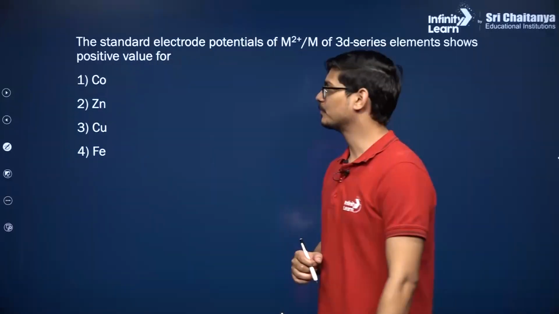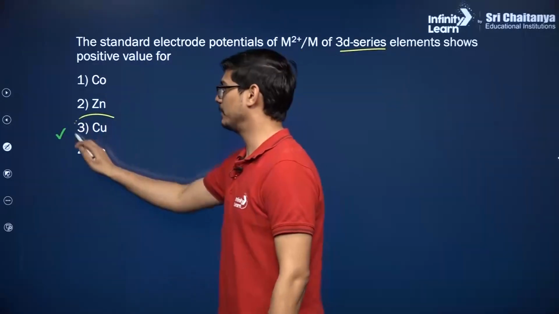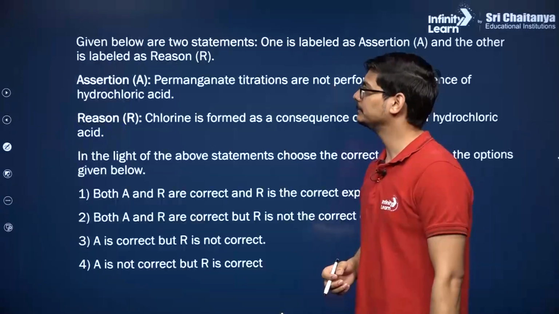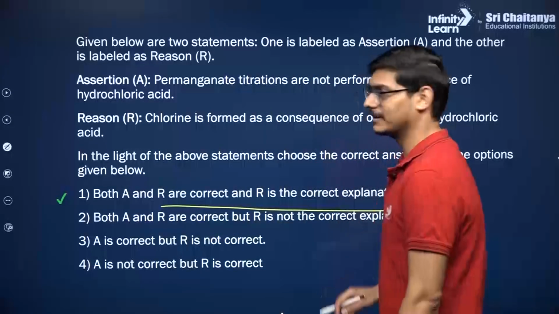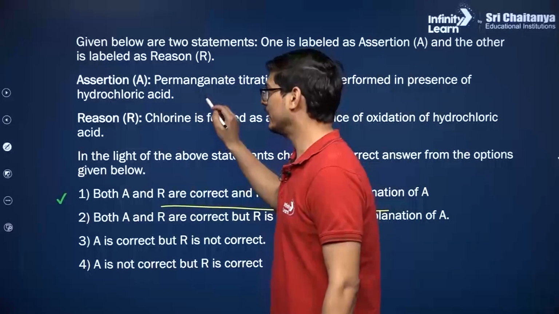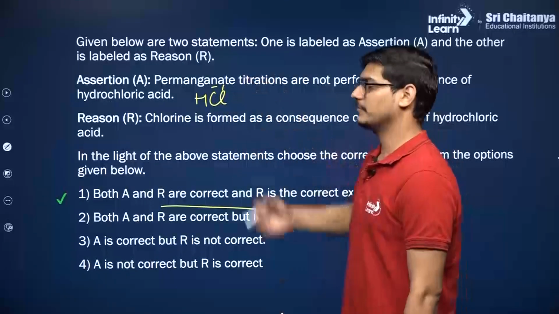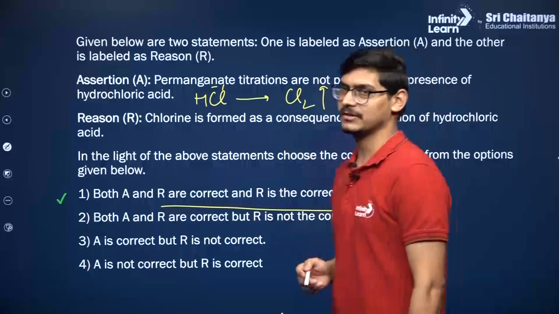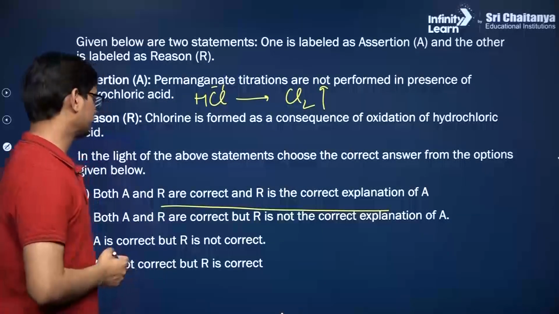Here, this memory based question, among the 3d series elements, the only one is copper, right? Because of the high atomization enthalpy of copper metal, which we give as a reason. Given below the statements, here both assertion and reason are correct, and reason is a correct explanation. Why? Because permanganate titrations are not performed in the presence of HCl. Why? Because you might be using HCl just for the acidification, but because KMnO4 is a strong oxidizing agent, it will oxidize chloride ion to chlorine gas, which is an undesirable side reaction. So we don't use HCl, we instead use sulfuric acid.